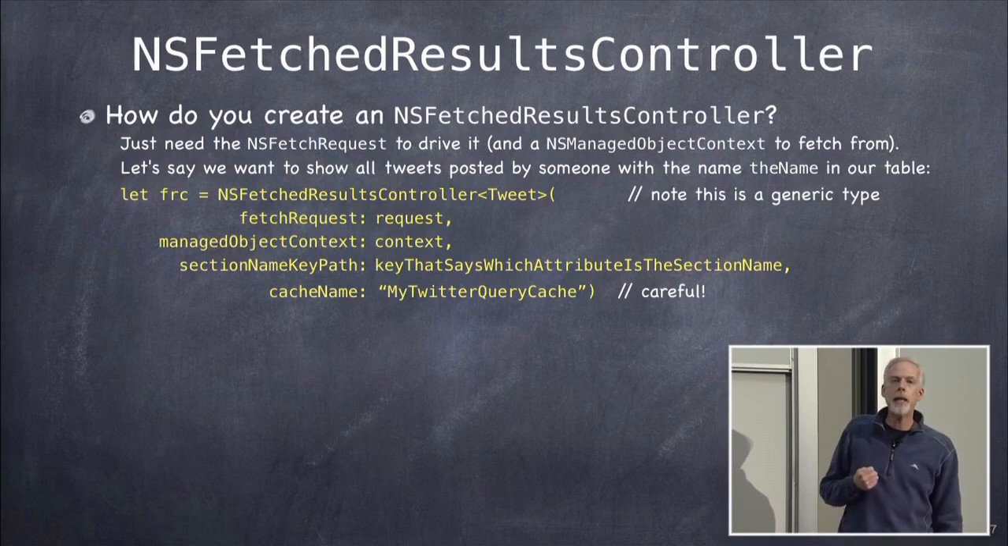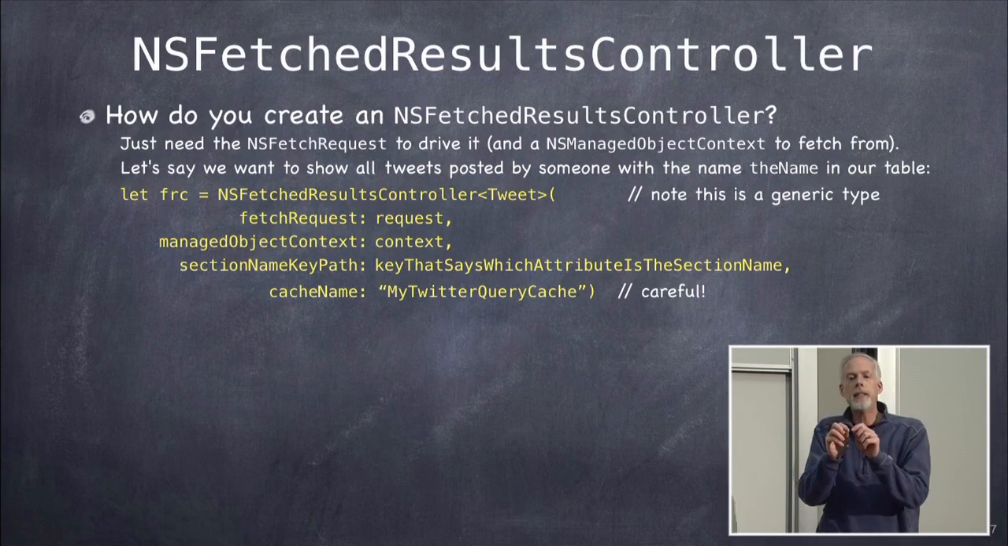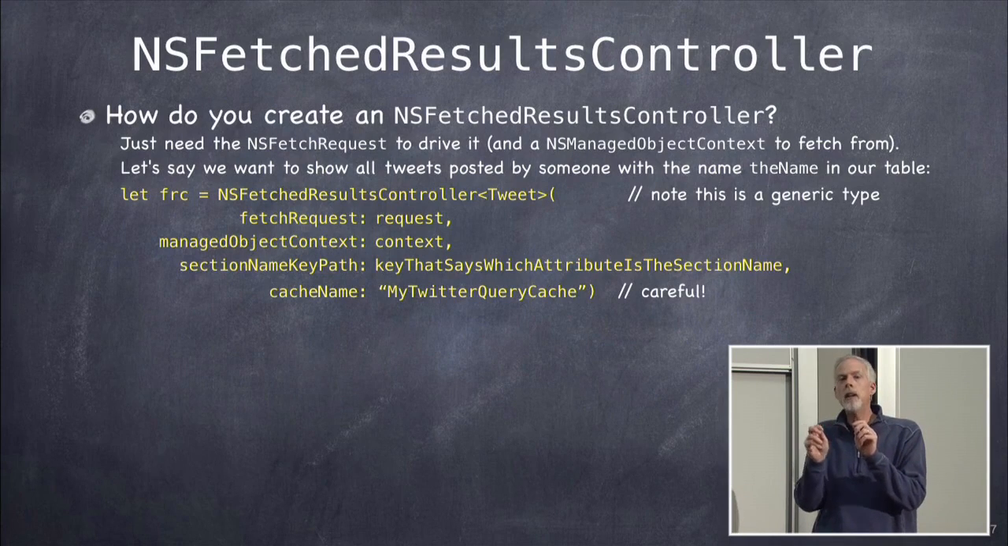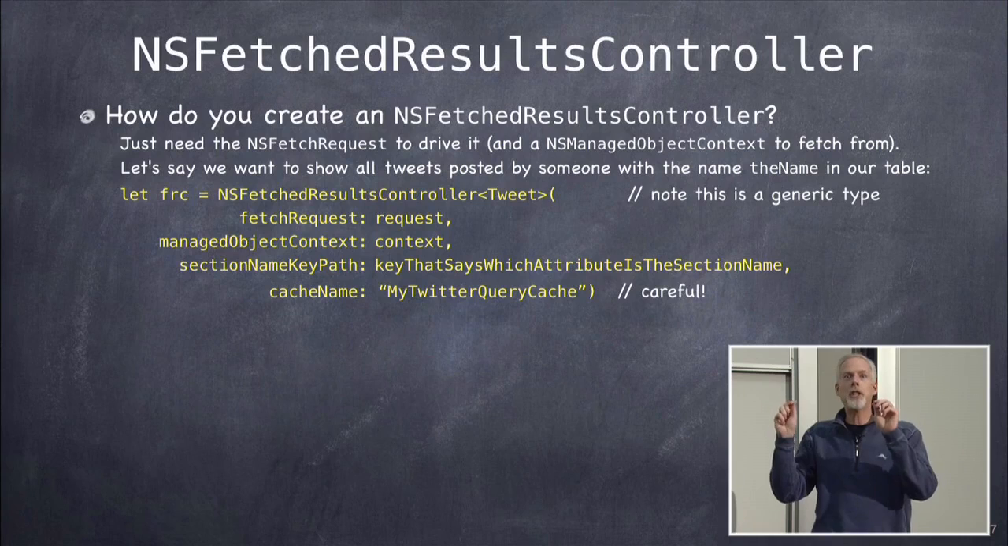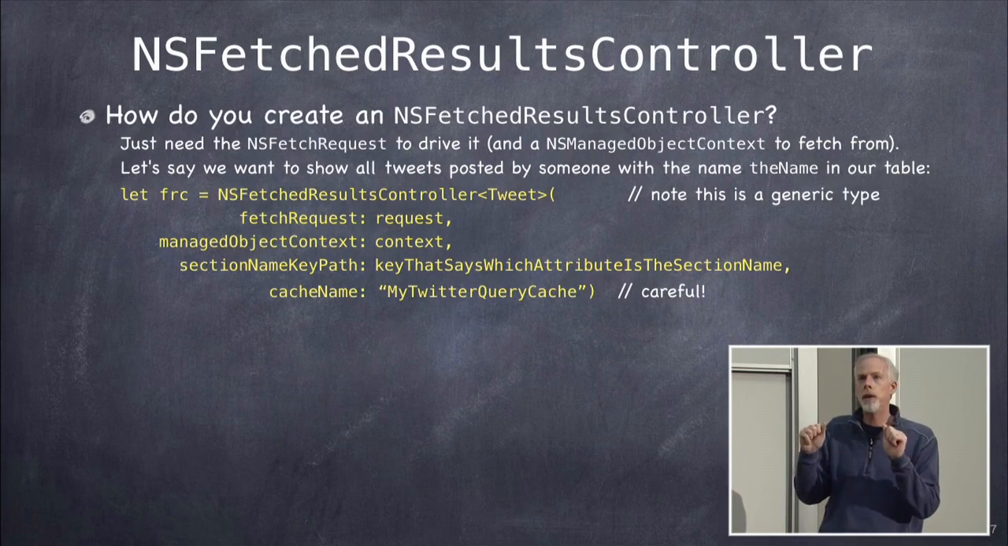That section name key path is the var in that entity whose value is a string, which is the title of the section it's in. Okay, that's how you do sections with fetch result controller.